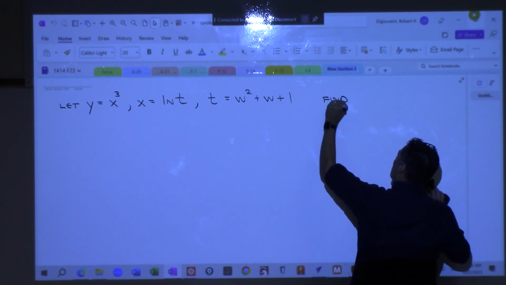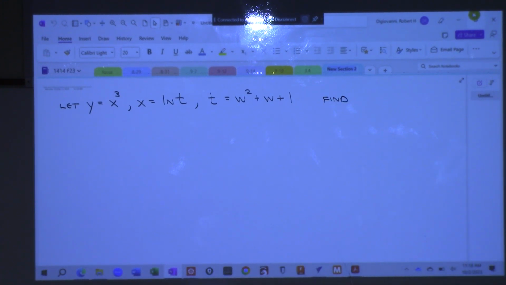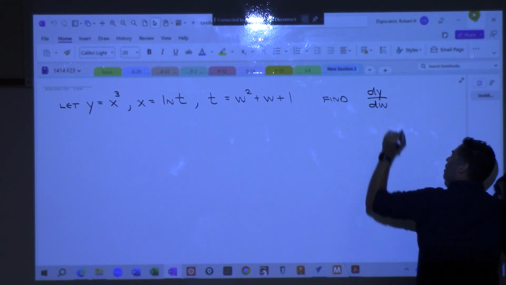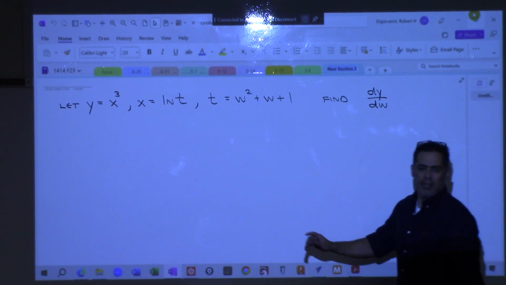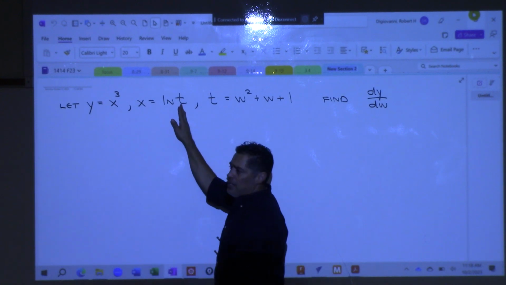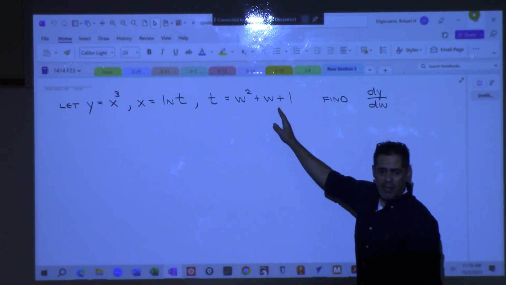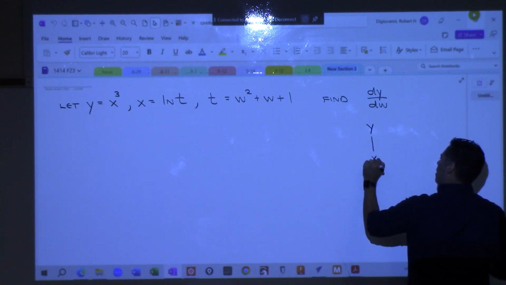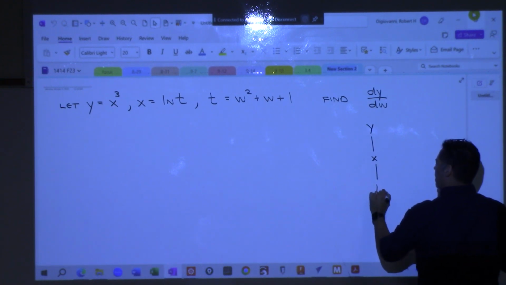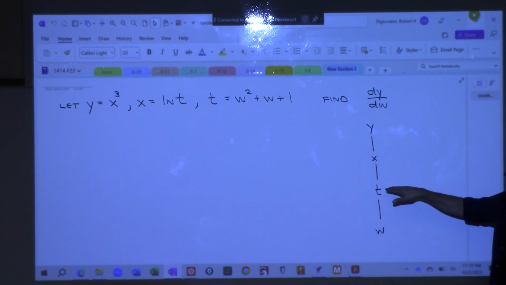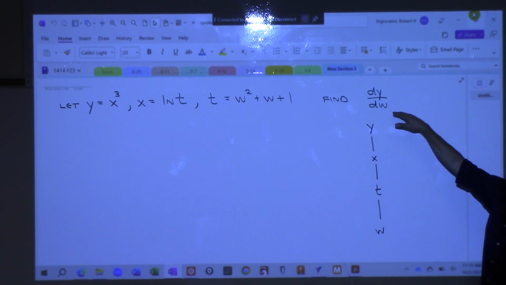Find, well, you tell me what you think I'm going to ask you for. dy/dw. Because ultimately here, look at the chain of events. y depends on x depends on t depends on w, right? So ultimately, y first depends on x, but x depends on t, and t depends on w. So if I know w, I'll know t. If I know t, I know x. If I know x, I know y.